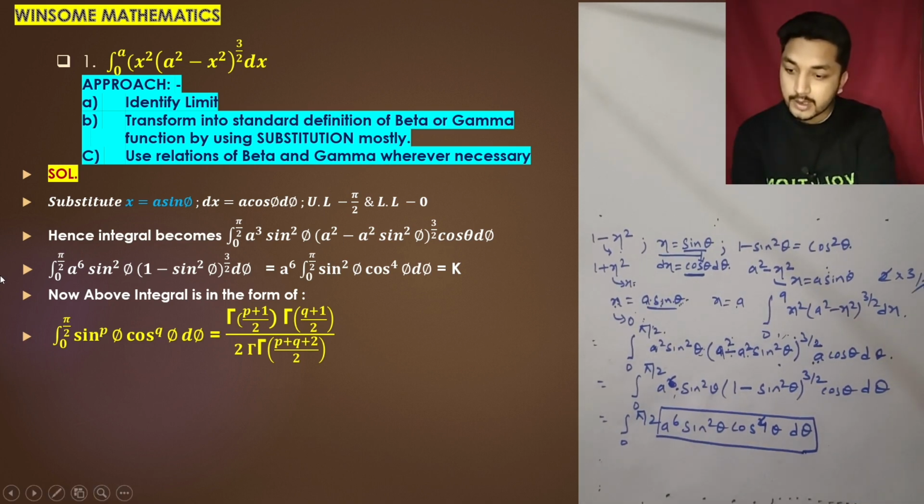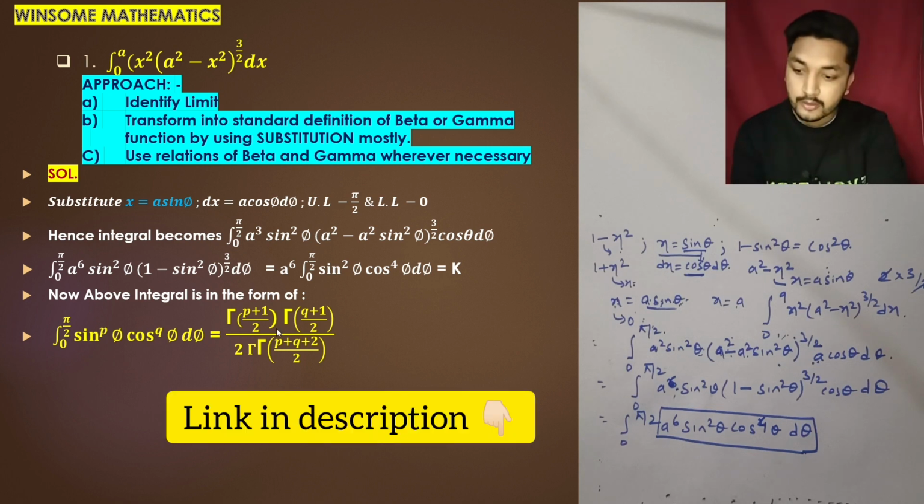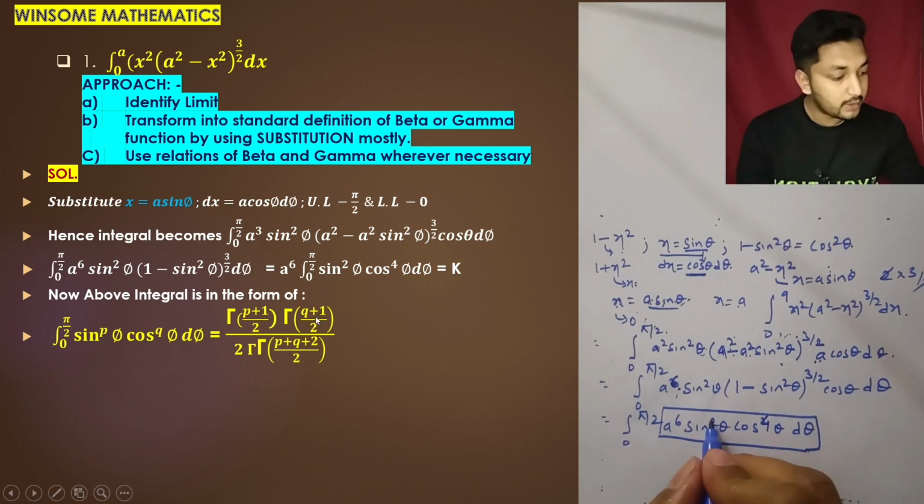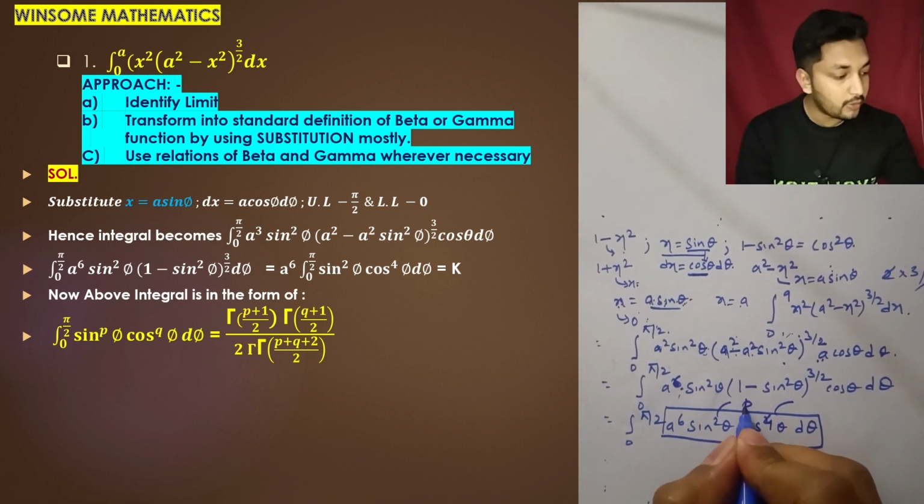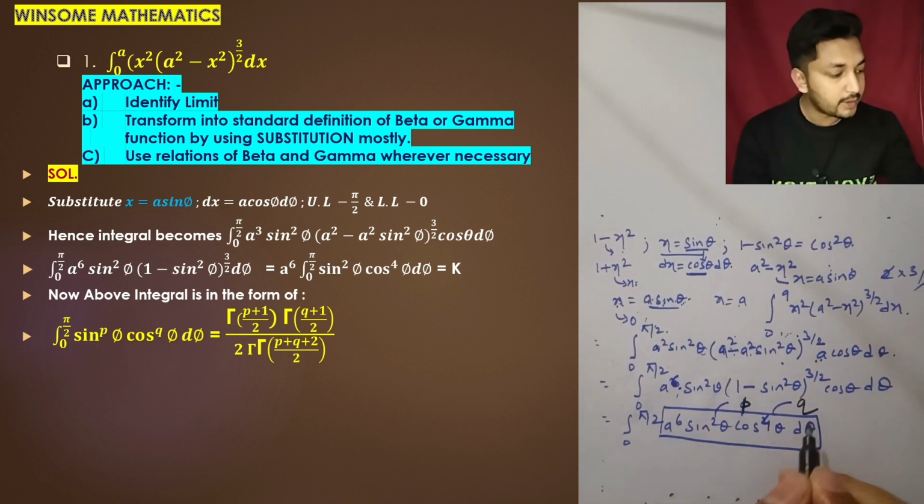So here it is very clear that the above integral is in the form of 0 to pi by 2 sine p phi cos q phi d phi. That means this is the form that I already told you, and this is derived from the relation between beta and gamma. So simply what we used to do, we used to take the value of p plus 1 by 2 inside gamma, and again we multiplied it. Simple, this is the formula. So we will put 2 and 4. The 2 is the value of P and 4 is the value of Q.